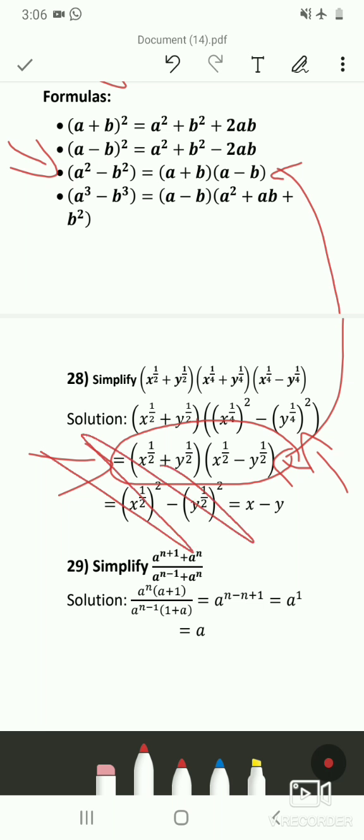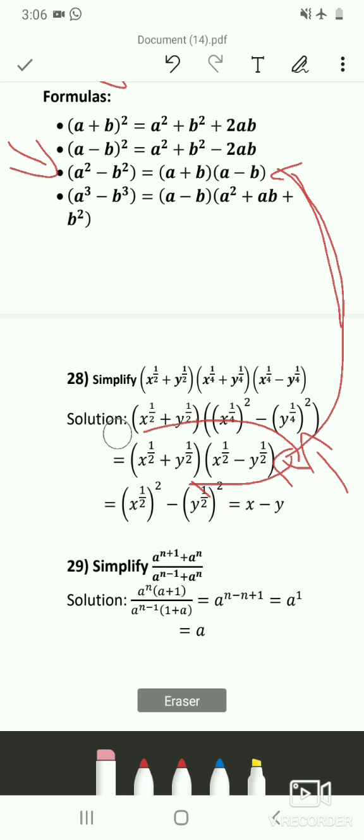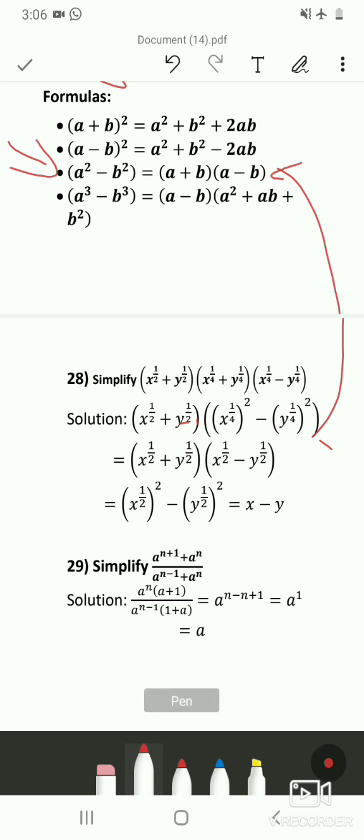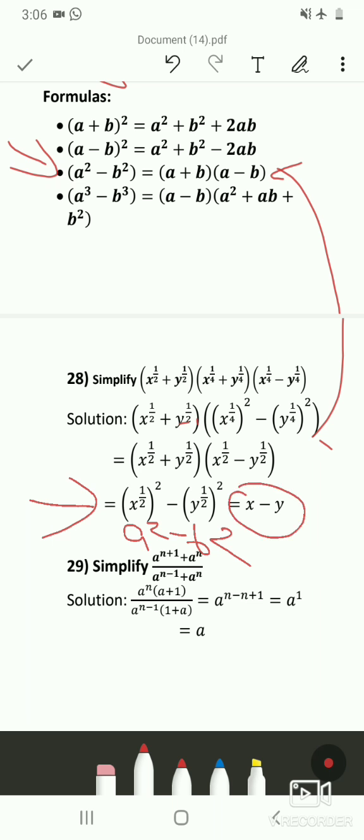So in the last step, you will get (x raised to 1 upon 2) whole raised to 2 minus (y raised to 1 upon 2) whole raised to 2. Here this is a square minus b square. Again you are using the law (a raised to m) whole raised to n. So you will get the final answer as x minus y.